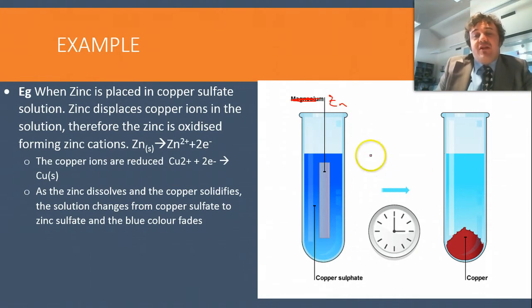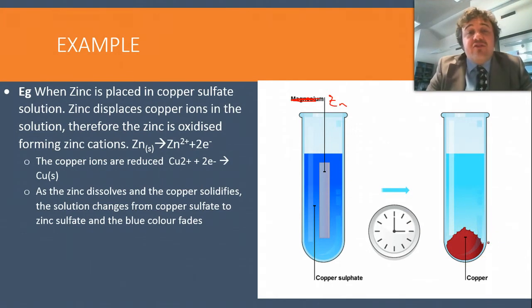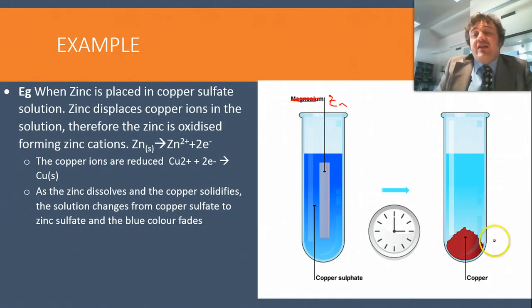We get this deposition, and eventually the zinc will disappear, and you get this big mass of copper down the bottom. And as one of our students decided, that's an effective way to replace our dwindling sources of copper. So, go to the future. As the zinc dissolves, the copper solidifies. The solution changes from copper sulfate to zinc sulfate, and that's why the color here fades.